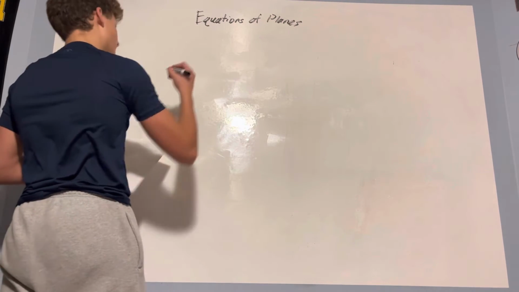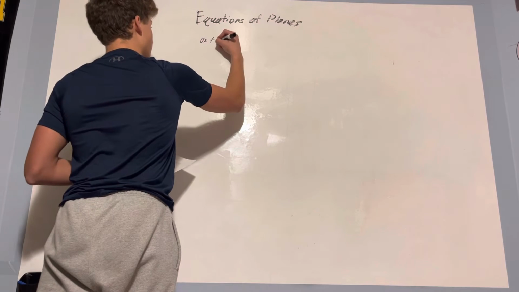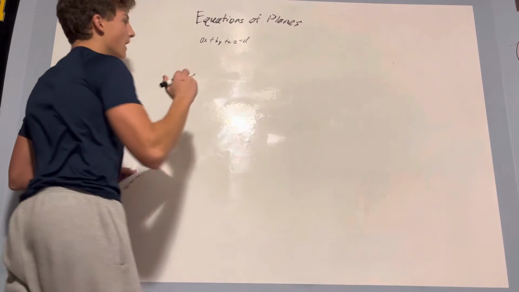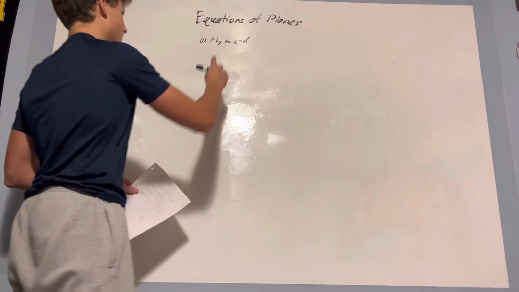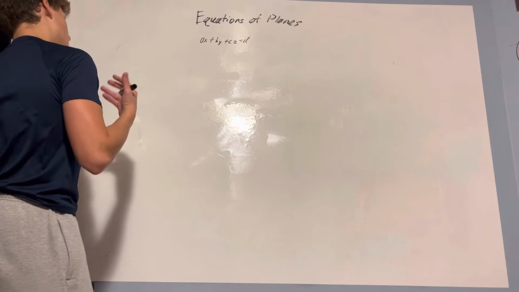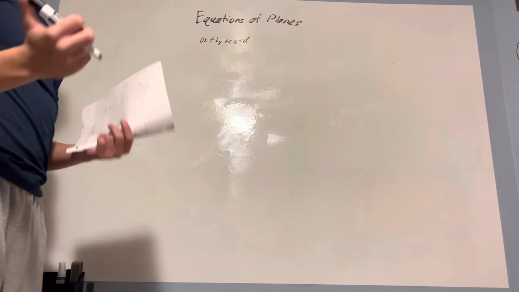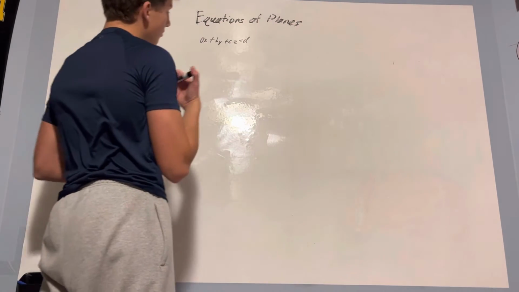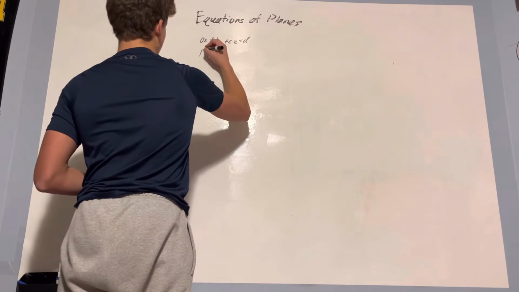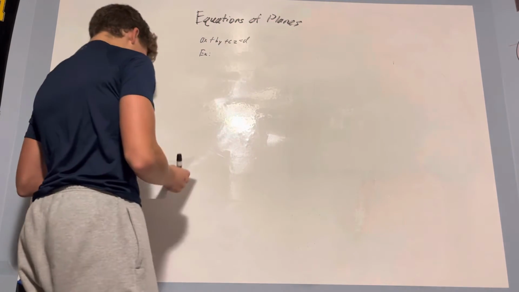So an equation of the form ax plus by plus cz equals d defines a plane. And if we want to find a plane in a specific situation, we can use what we've already learned with dot products and cross products to compute that. So let's look at an example.